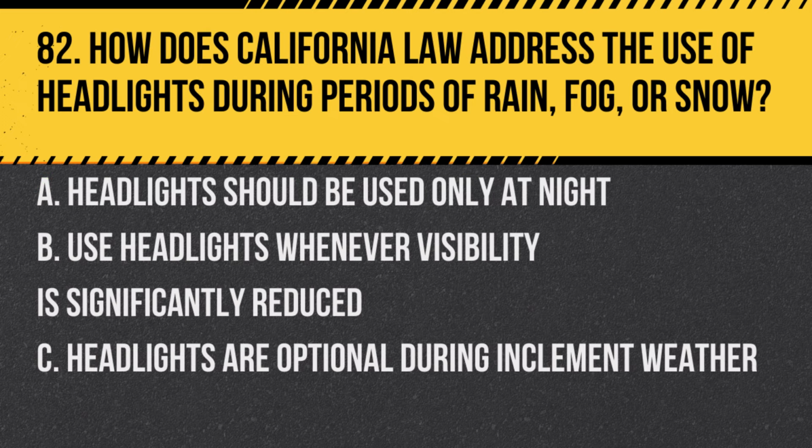Question 82. How does California law address the use of headlights during periods of rain, fog, or snow? A. Headlights should be used only at night. B. Use headlights whenever visibility is significantly reduced. C. Headlights are optional during inclement weather. Answer. B. Use headlights whenever visibility is significantly reduced. This improves both your visibility and your vehicle's visibility to others.